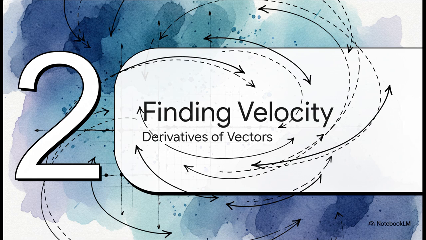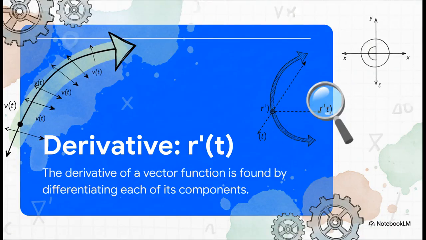Moving on to section 2, we're going to talk about finding the velocity vector. This is our first major operation, taking the derivative of a vector function. So just like we said, the derivative of a vector function, which we write as r prime of t, is just a new vector where each component is the derivative of the original. You take the derivative of the x part, the derivative of the y part, and the derivative of the z part. And here's the cool part. This new vector isn't just a random calculation. It has a real-world meaning. It's the velocity of the object at that exact moment in time.